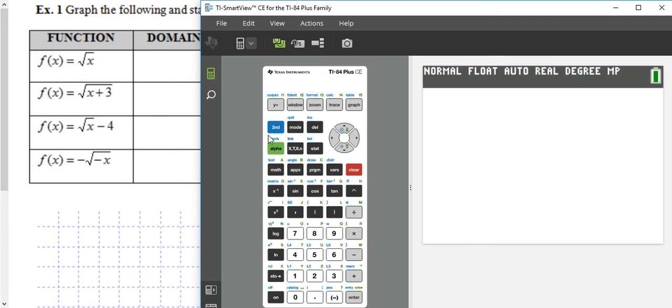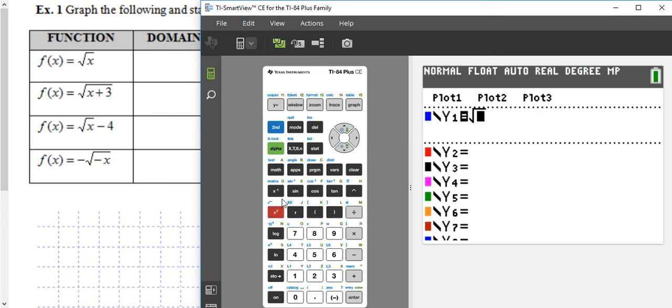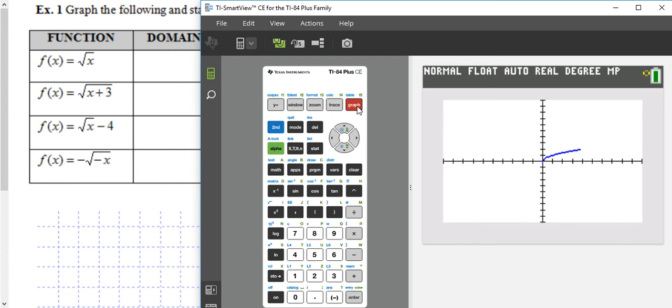So I'm simply going to type into my y equals square root of x, and this will give me a visual representation of my graph, and here we go. So there we go, we have our graph. So our domain looks like it's starting from 0 going off to infinity. Range is starting also from 0 going upwards towards infinity as well.